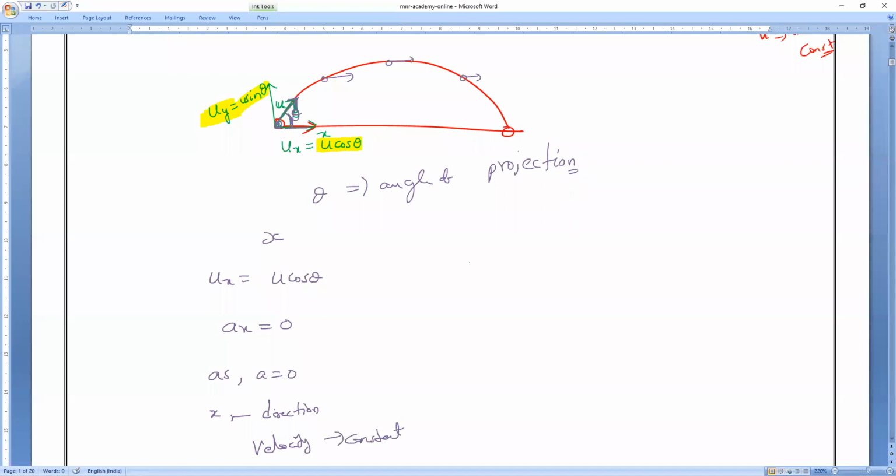But in the y direction, observe, the initial velocity is uy equal to u sin theta. And what is the acceleration? Everywhere it is against gravity. So we all know that g is always minus or plus? Negative, always minus. That is what you have to remember.